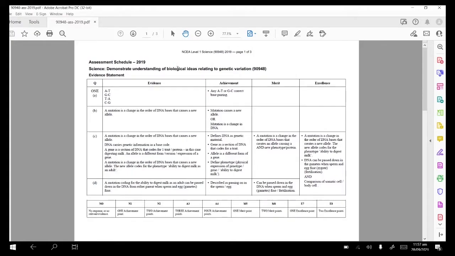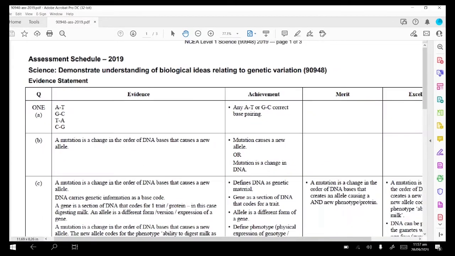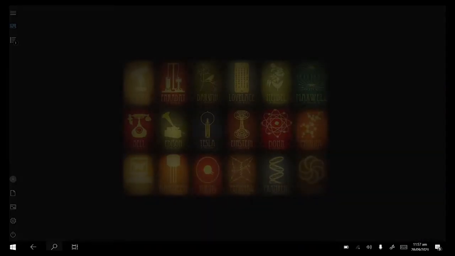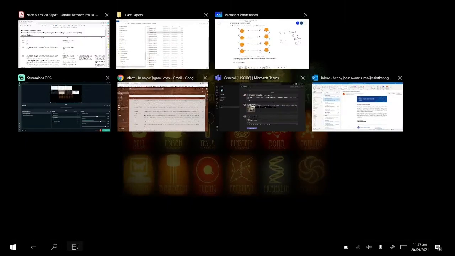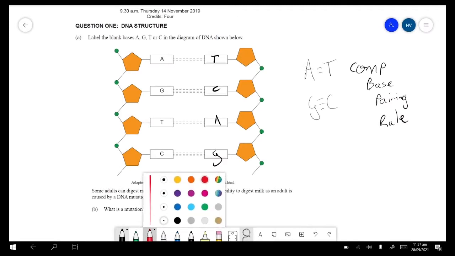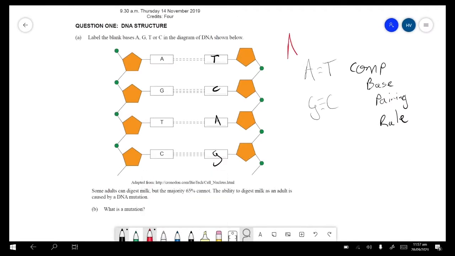The model answer says any A to T or G to C correct base pairing, you get 1 achieved point. Wow, that is not difficult. You agree? So if you had any of them correct, you would have gotten an achieved over here. So I am sure that you can give yourself an achieved now.